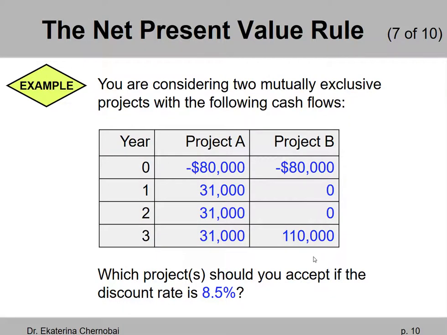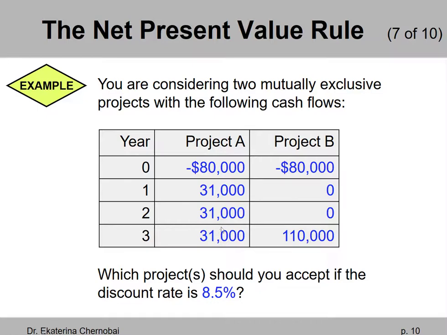Let's look at the following example. You're considering two mutually exclusive projects with the following cash flows. Project A and Project B. Project A cash flows are negative $80,000 in year 0, $31,000 in years 1, 2, and 3. For Project B, the initial investment is the same, negative $80,000. The future cash flows are nothing in years 1 and 2 and $110,000 in year 3. Which project or projects should you accept if the discount rate is 8.5%?